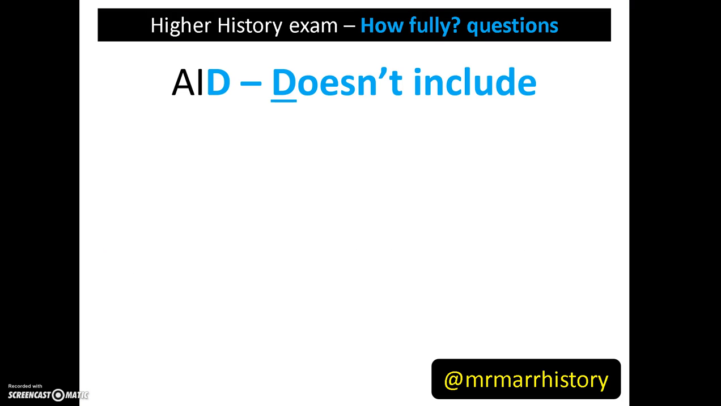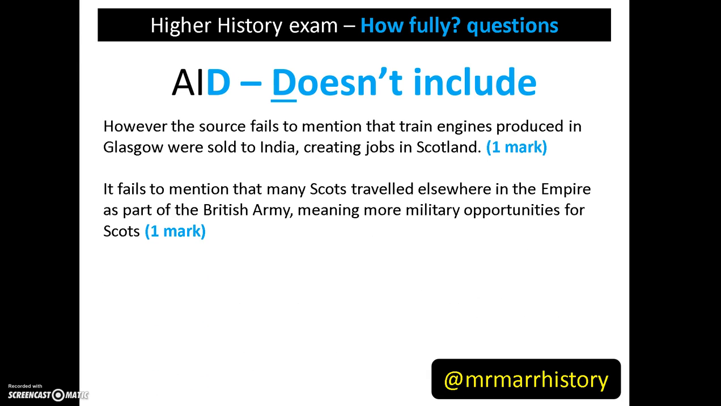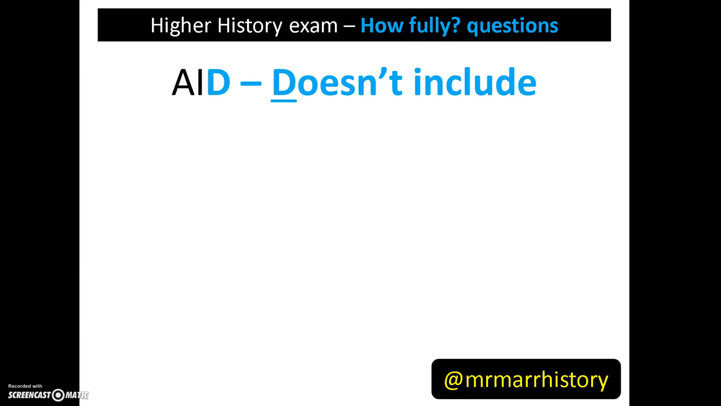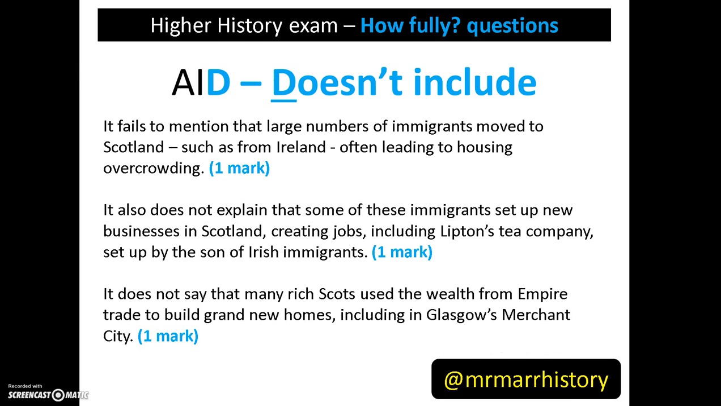Having done this, it's now important to move on to the doesn't include, the D section of AID. This is when we think what facts we know about the impact of empire and migration in Scotland that are not mentioned in the source. In this case, we simply have to make these points, ideally giving examples to support the point as we go along. We give 1, 2, 3, 4, 5, and 6. We could give 7 points from our own knowledge here, however, because we've given 4 marks from the source already, then we only need to give 6 from our own knowledge.